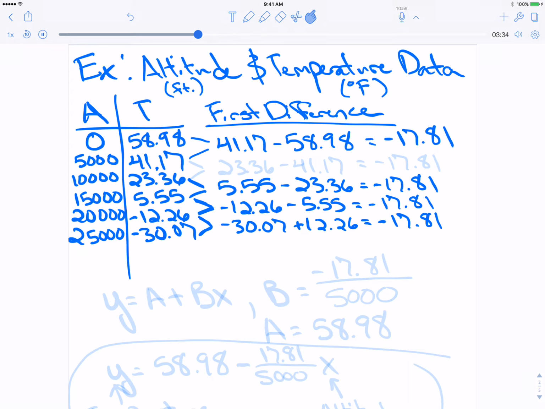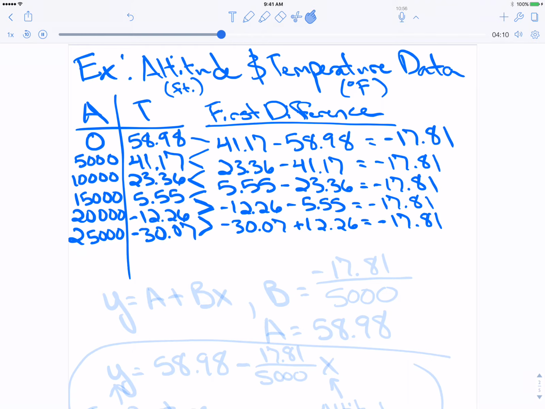Why is that important? Give me a sec. So, if I continue to do that, I do that with the next two. So I take 23.36 and I subtract 41.17. Again, I get negative 17.81. My first difference is negative 17.81 for both. So now I need to do it for all of them. I need to show that it is in fact the same for all of these. When you complete all of your first differences, you'll see that every single one of them is negative 17.81.